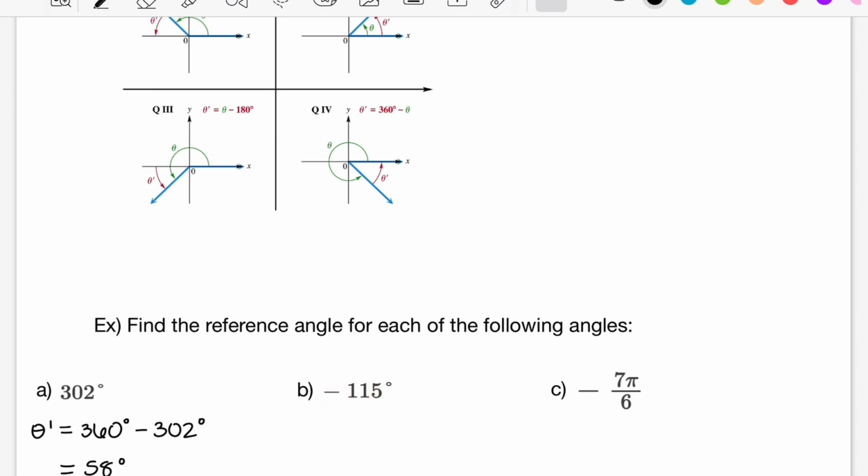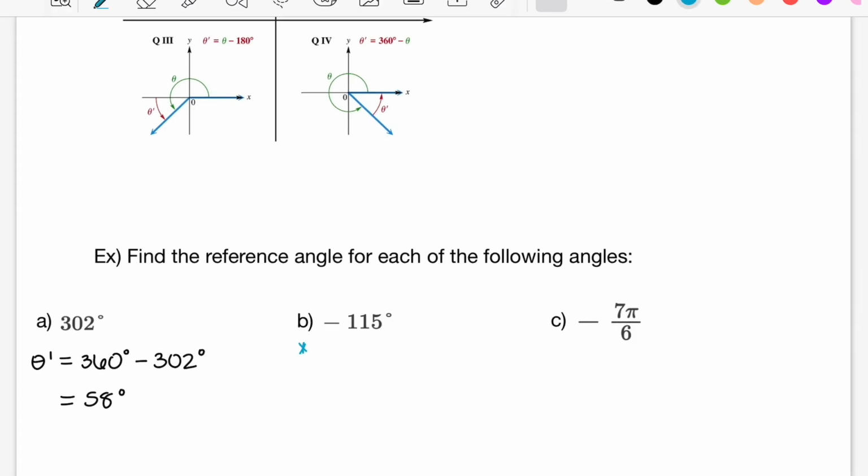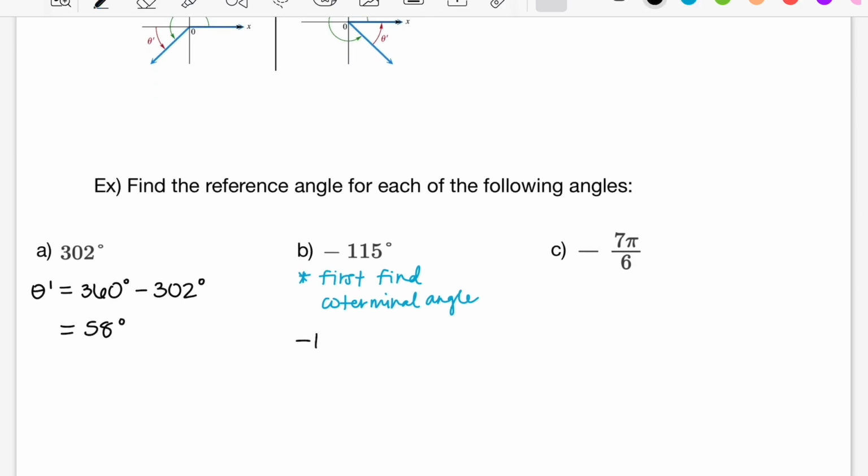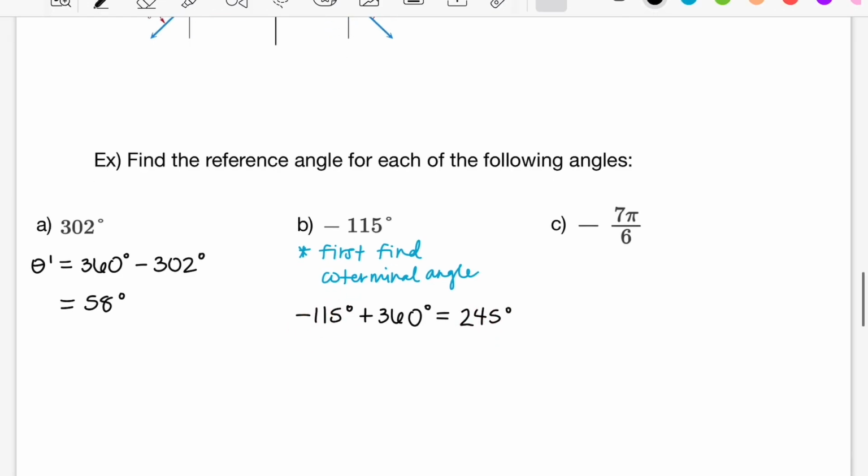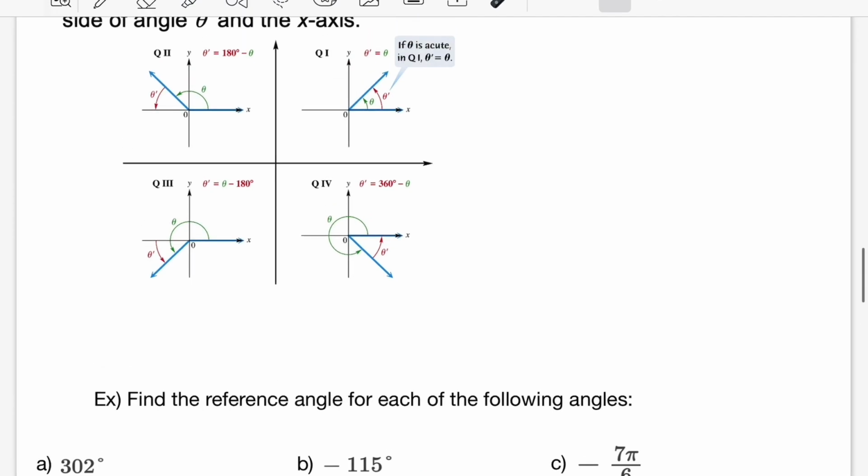And we saw that from section, I think, 9.1 or 9.2. So we can find this by adding a certain multiple of 360 degrees until we get an angle that is between 0 and 360 degrees. So adding 360 degrees to this, we'll get 245 degrees. And this angle is between 0 and 360, so we'll use this guy, and this angle is coterminal to negative 115 degrees. So our new theta that we're looking at is going to be 245 degrees.